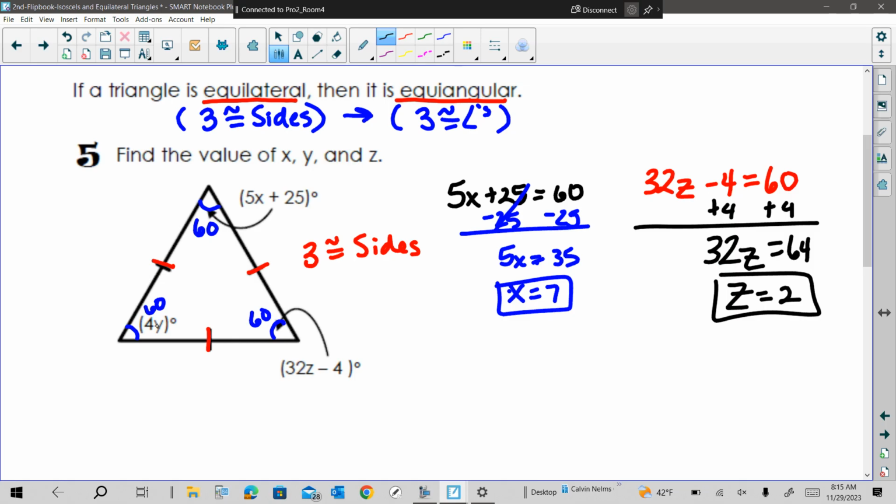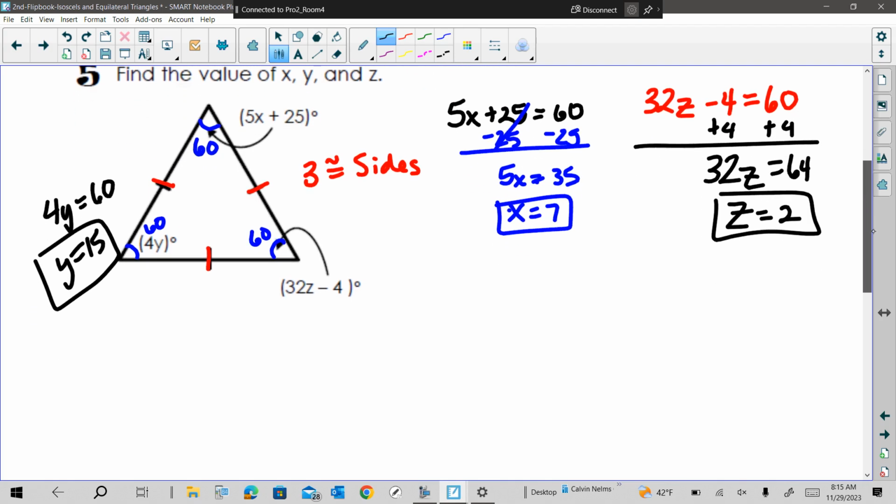And then to find the y, our 4y is also going to equal 60. Yes, y is going to equal 15. And we're done. But you have to use the fact that it's equiangular, the 60 degrees on the inside, to find each measure.